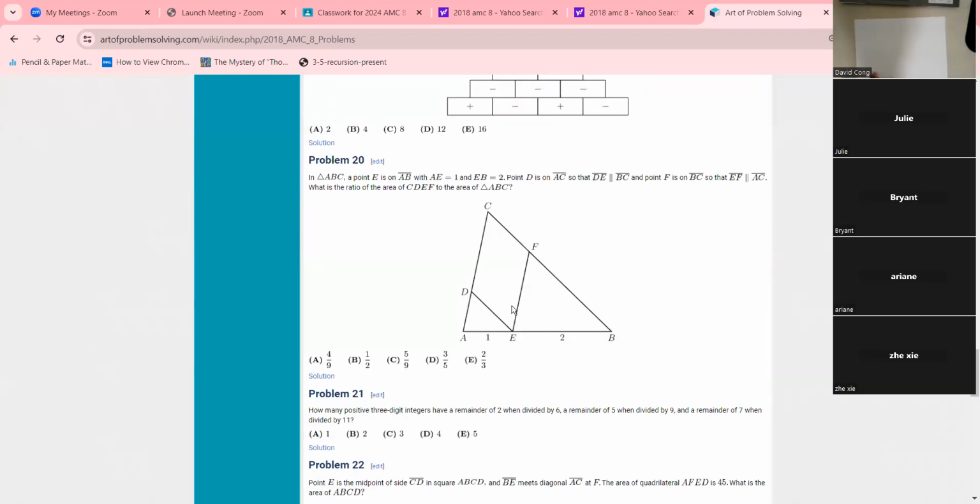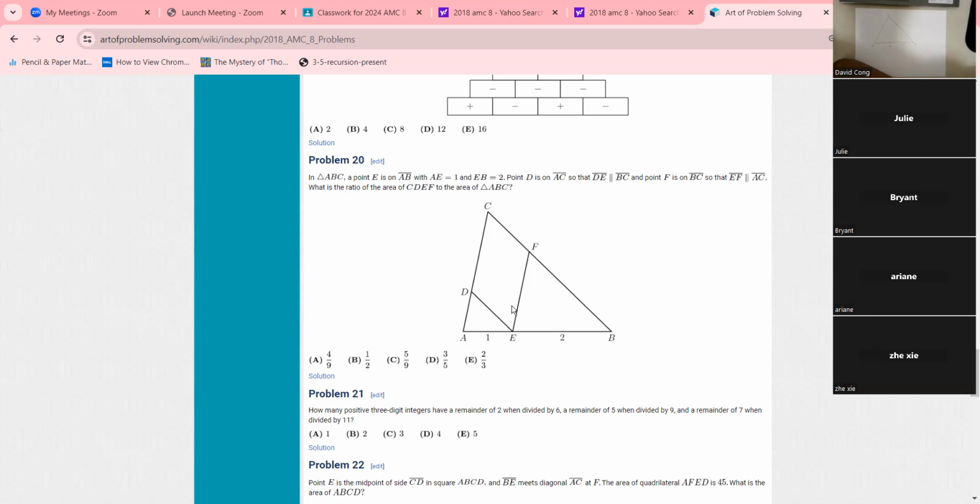Okay, on to the last question. This is a geometry question. So we have our triangle ABC. So what do we know about ABC? Well, we know that AE is equal to 1 and EB would be equal to 2.